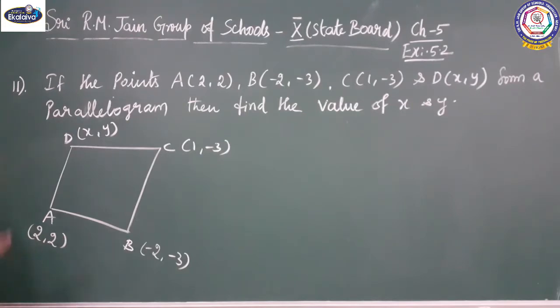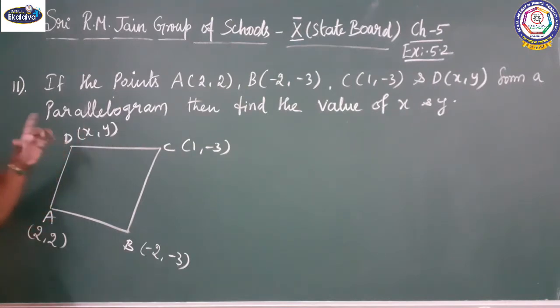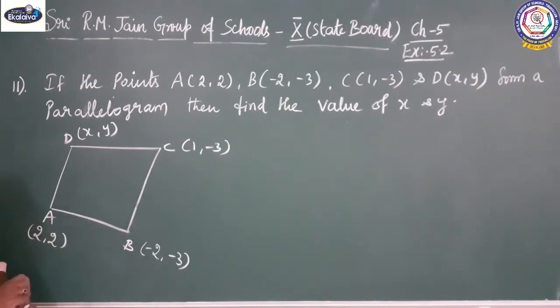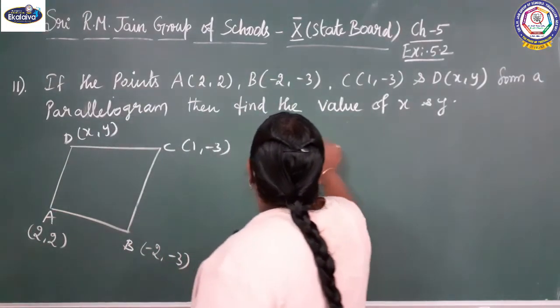If the points form a parallelogram, then opposite sides are parallel. That is, slope of AB equal to slope of CD. The same way, slope of AD equal to slope of BC. First you should find out slope of AB.